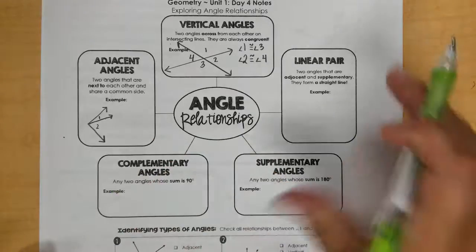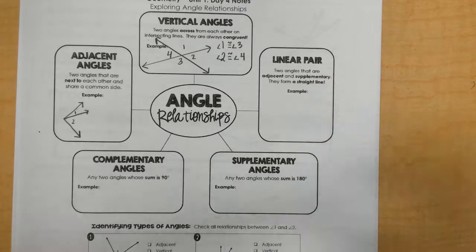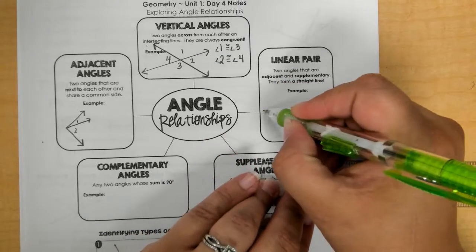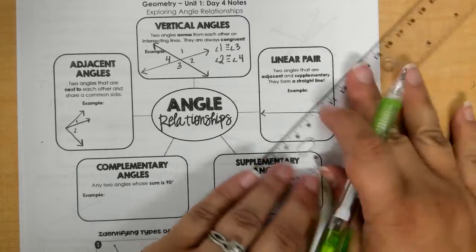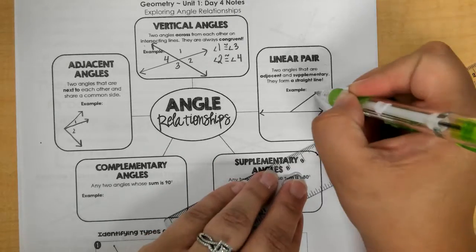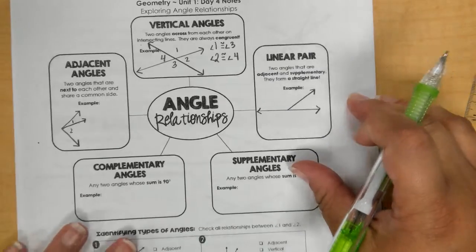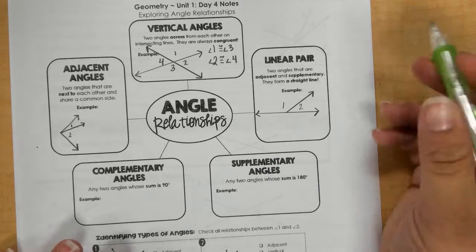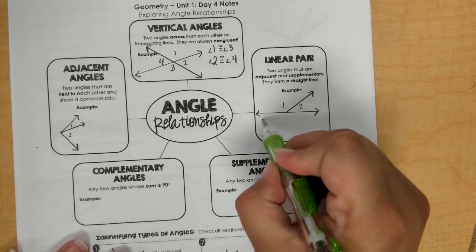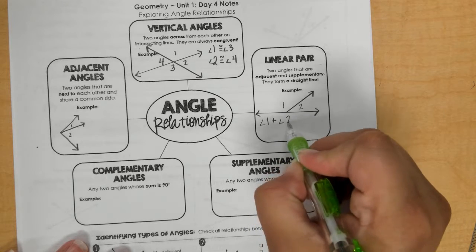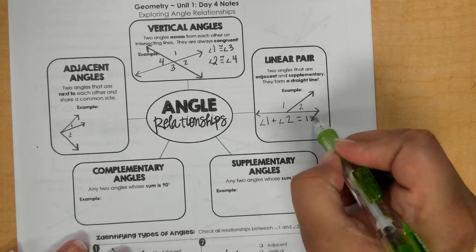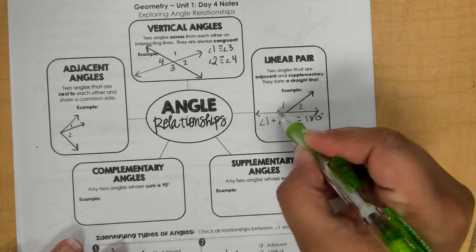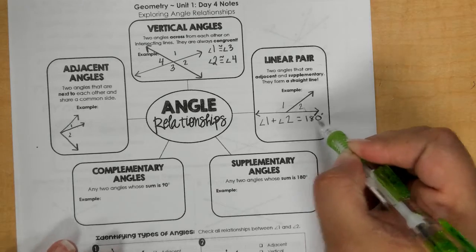Okay? For a linear pair, you draw a straight angle, and then you have a ray coming from that straight angle. So now if I label this angle 1 and angle 2, you would say that angle 1 plus angle 2 is 180 degrees. Okay, so we have a straight angle, so this angle plus this angle would be the 180.